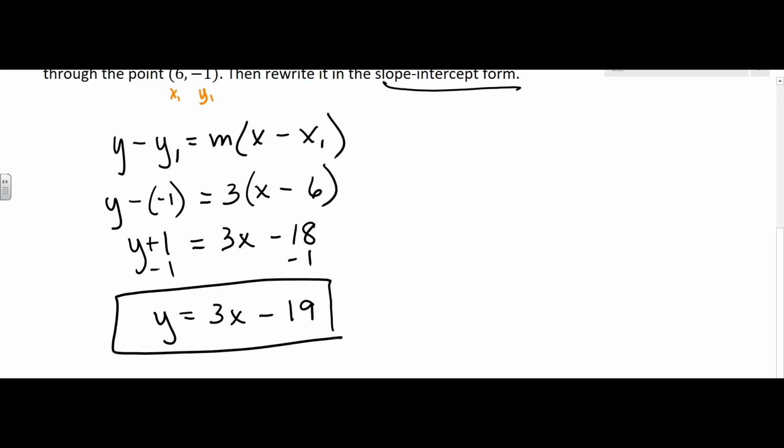And the nice thing about putting it in slope-intercept form is if you have a bunch of people with different information, if everybody puts their answer in slope-intercept form, it'll look the same. Also, it conveniently can be converted to function notation, where you could write f of x equals 3x minus 19. Okay? But they asked for slope-intercept form, so I would just write it that way.